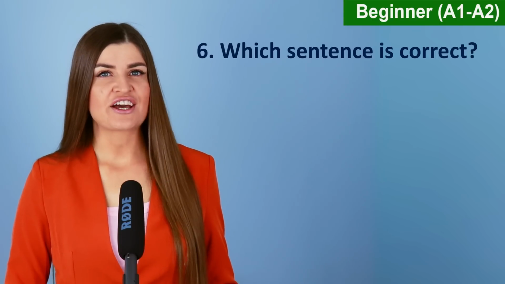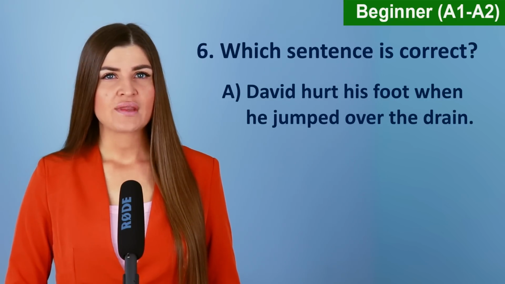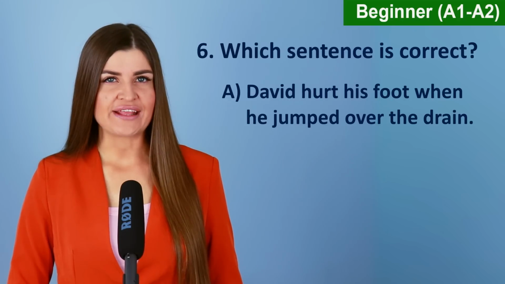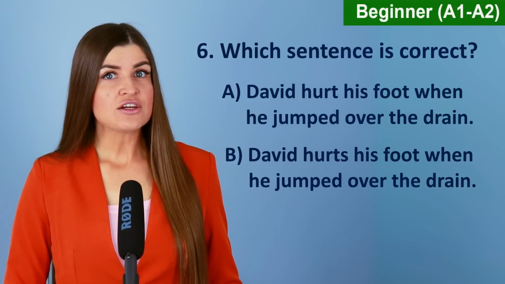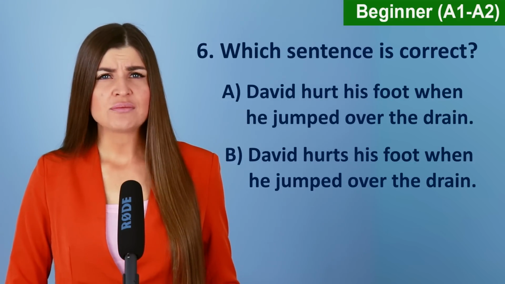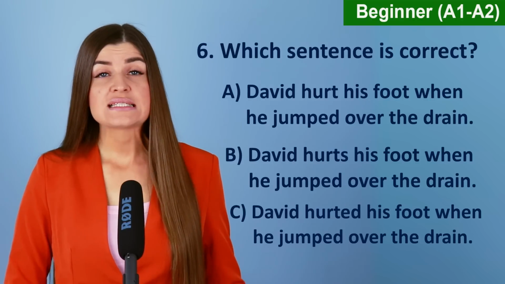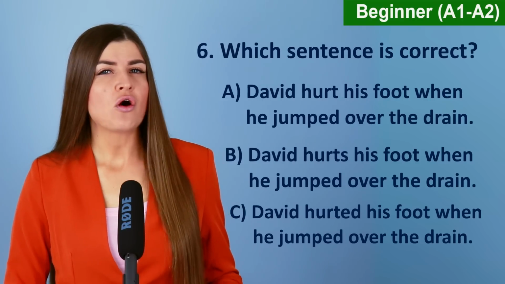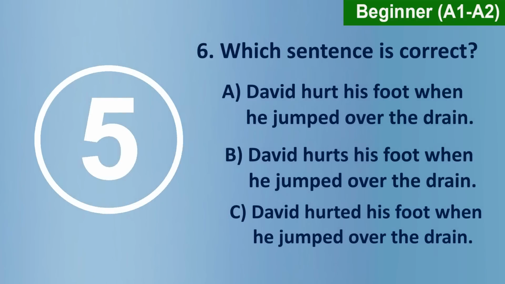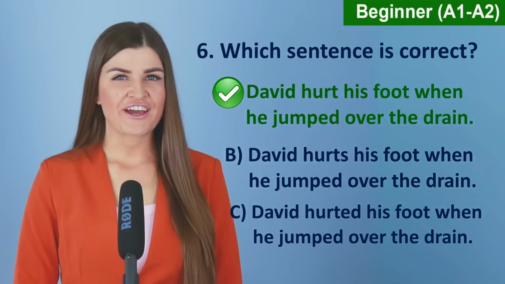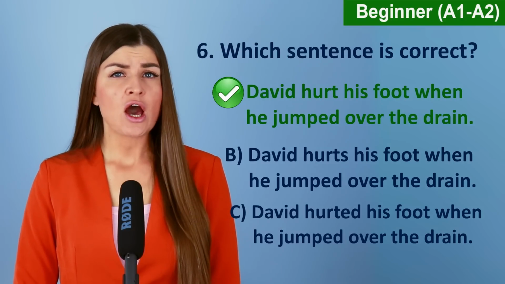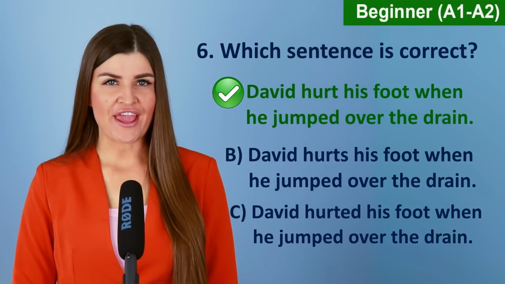Question 6. Which sentence is correct? A. David hurt his foot when he jumped over the drain. B. David hurt his foot when he jumped over the drain. C. David hurted his foot when he jumped over the drain. The correct option is A. David hurt his foot when he jumped over the drain.